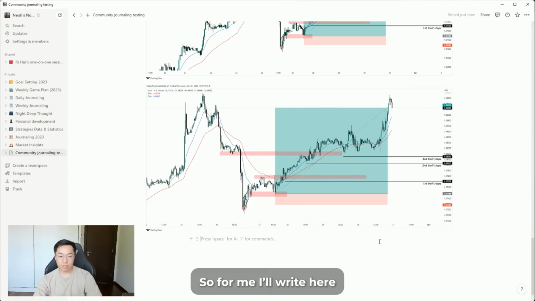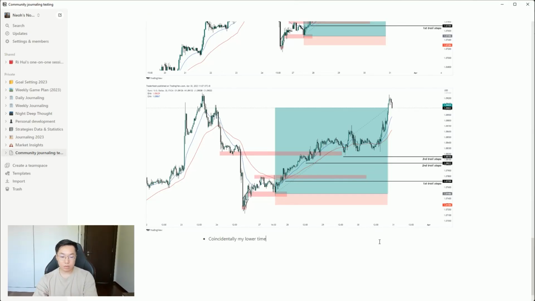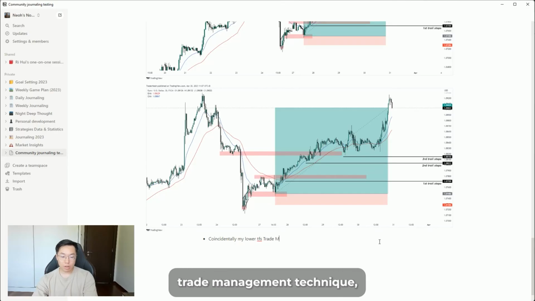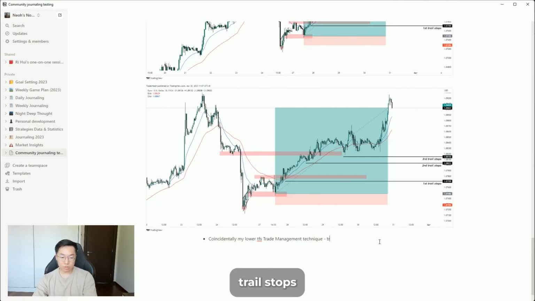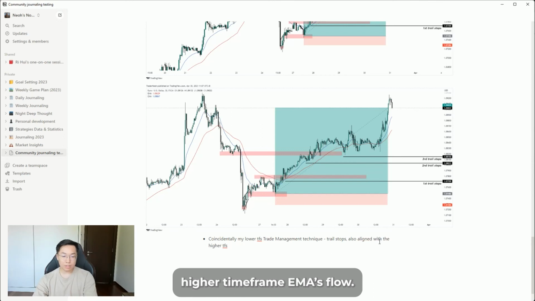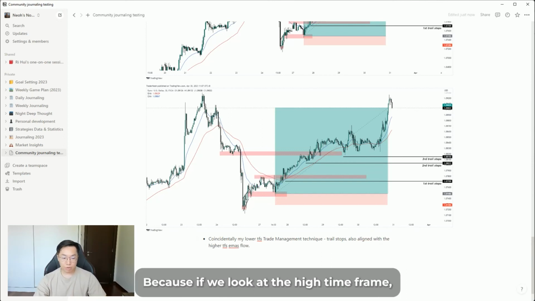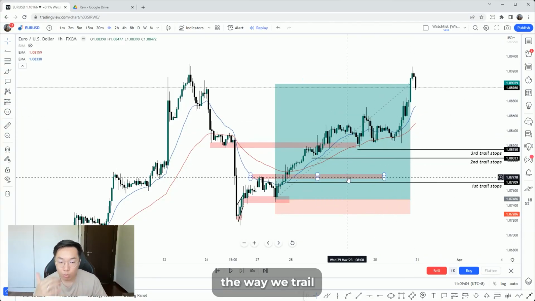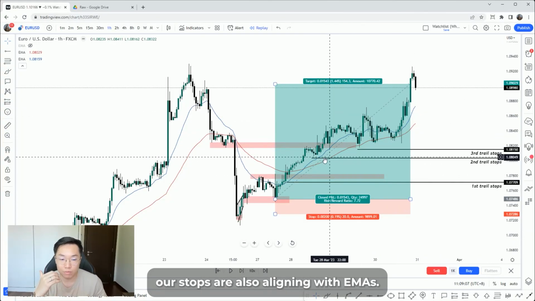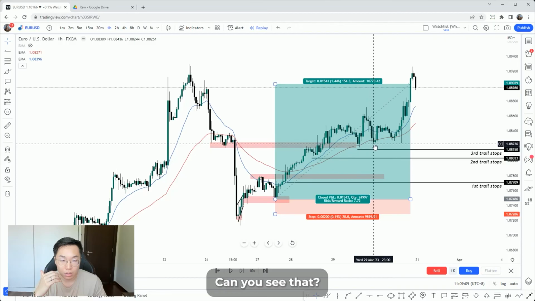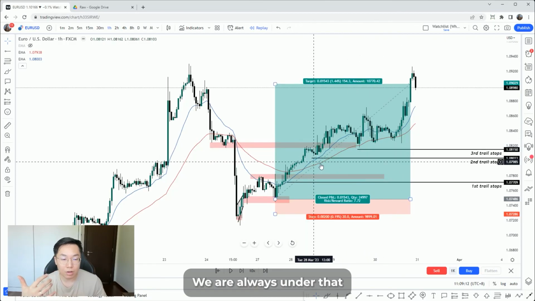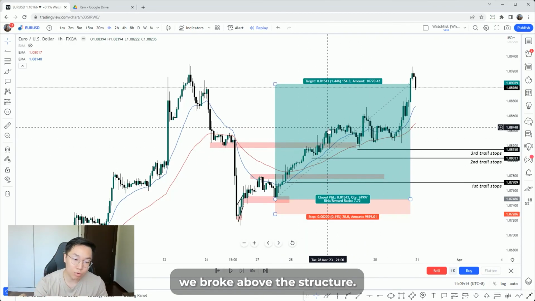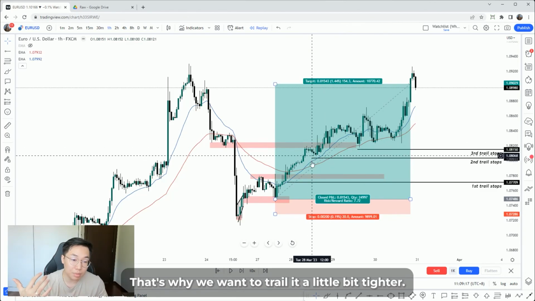So for me, I write here my lower time frames, trade management technique, trail stops also align with the high time frame EMA's flow. Because if you look at the high time frame, the way we trail our stops are also aligning with the EMAs. Can you see that? We are always under that, or the only one is here, but that was because we broke above the structure. That's why we want to trail it a little bit tighter.